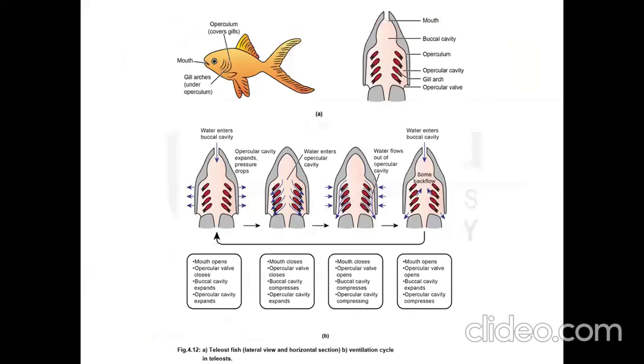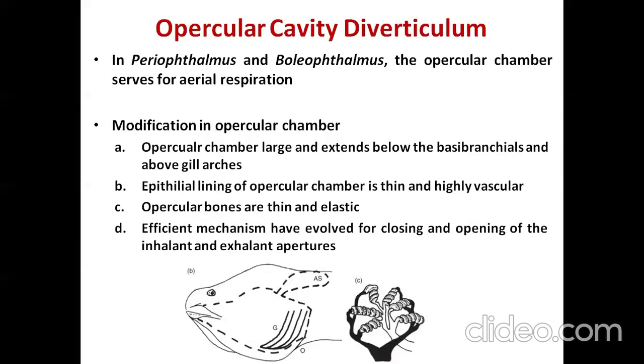The next one is opercular cavity diverticulum, in Periophthalmus and Gobiophthalmus. The opercular chamber serves for aerial respiration. How is the opercular chamber modified for the respiration purpose? The opercular chamber is large and extends below the basibranchials and above the gill arches. Basi means below the branchials. The epithelial lining of the opercular chamber is thin and highly vascular.